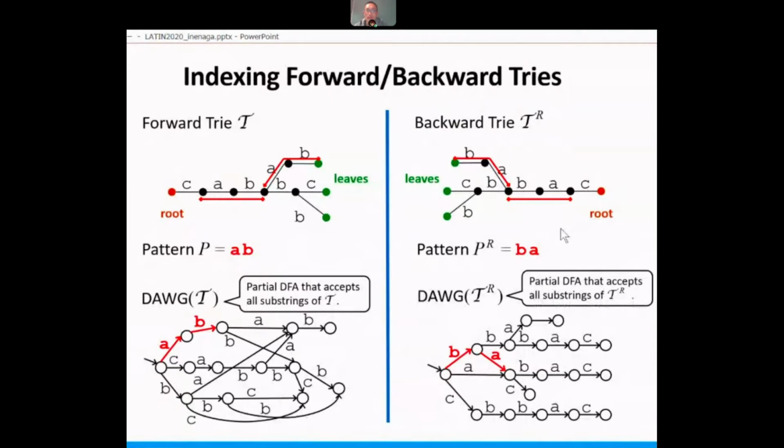For this, we can also build this kind of automaton that accepts all substrings of the reversed trie, or backward trie. Because all the substrings are reversed, the structure of the automaton is different from the one for the forward trie. And this automaton is called a directed acyclic word graph. I will explain a little bit more on this data structure.